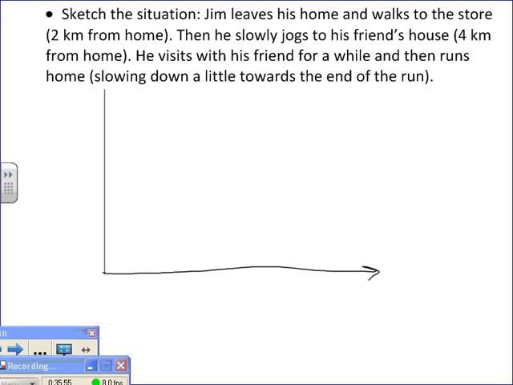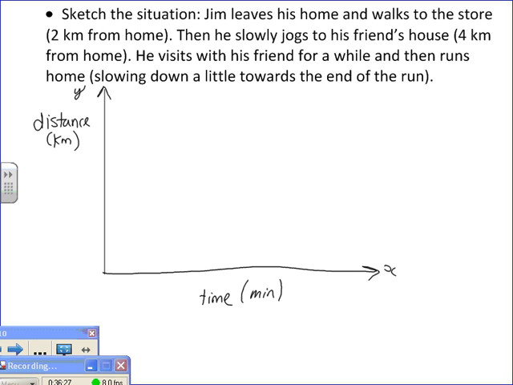So let's think about what we're plotting. Well, we're going to be showing how Jim is changing in distance over time. So let's put distance in kilometers on our y-axis. And on our x-axis, let's put time. And let's look at what it says. We don't actually have any values for time. So we could say this could be minutes.